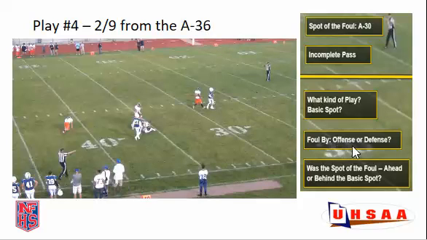Is this a foul by the offense or defense? It's by the offense, and it's behind the basic spot. It occurs at the 30 yard line. In this case, we will not use the basic spot of the 36. Instead, we will apply the all but one principle. This is the but one. We'll take this foul from the A30 and march the ball back to the 20 yard line.